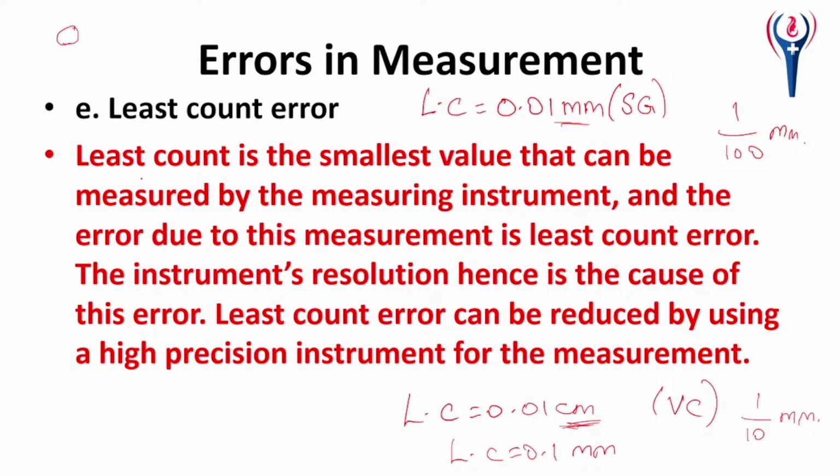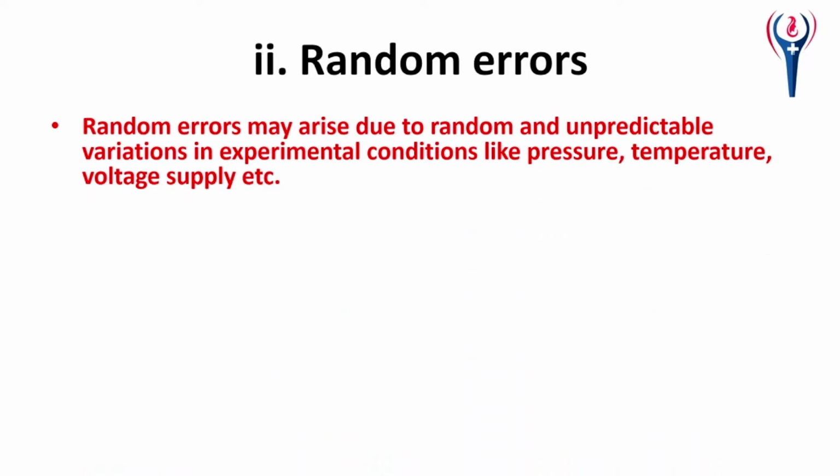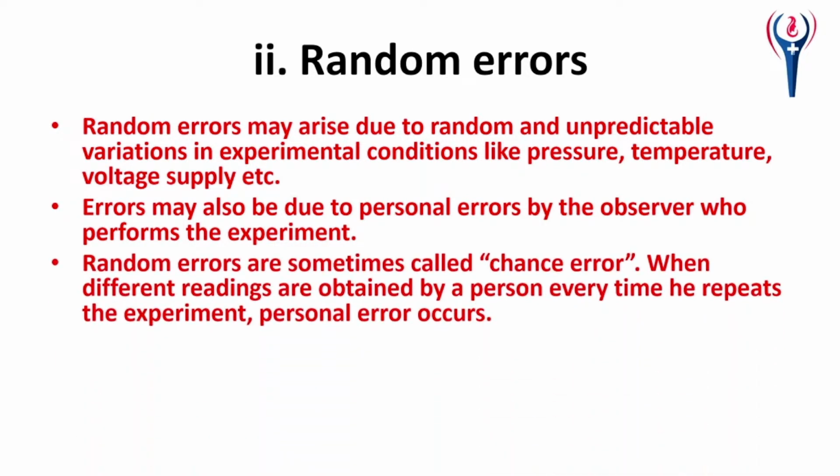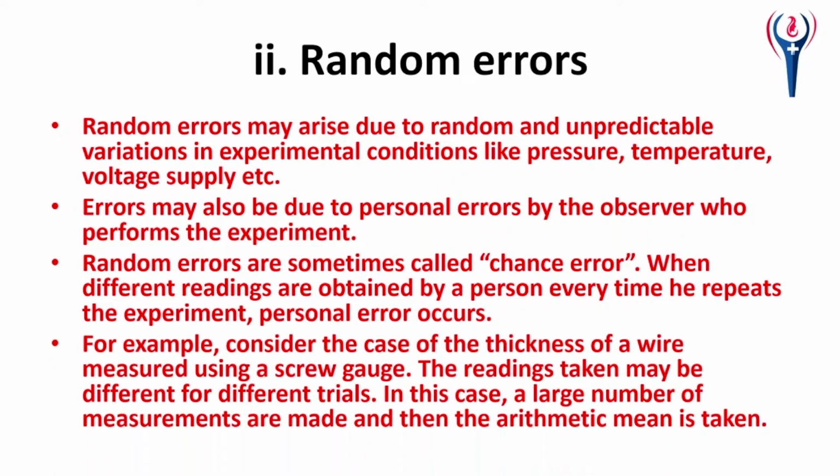Next, random error. This is due to experimental conditions like pressure, temperature, voltage supply, etc. Errors may also occur due to personal errors by the observer who performs the experiment. Random error is also called chance error because different readings are obtained by a person every time he repeats the experiment. Example, thickness of a wire using screw gauge. We will ask to take a large number of readings, at least minimum 5 readings we have to take, add all the 5 and divide by 5, that is the mean value. So by taking the average of more readings, you can rectify some error, that is a random error.